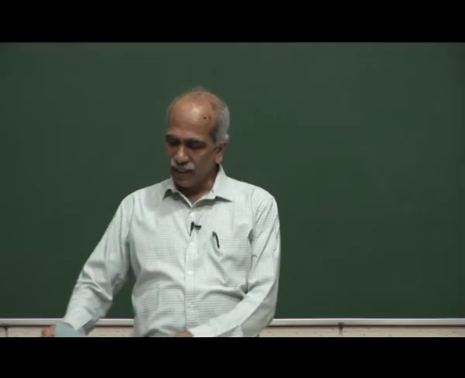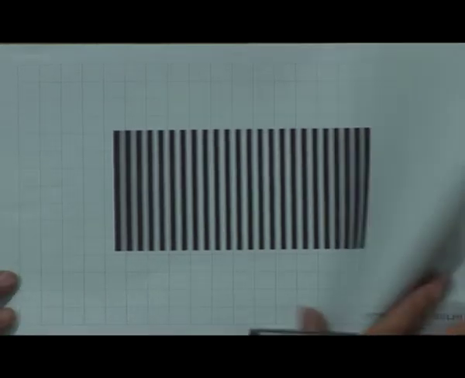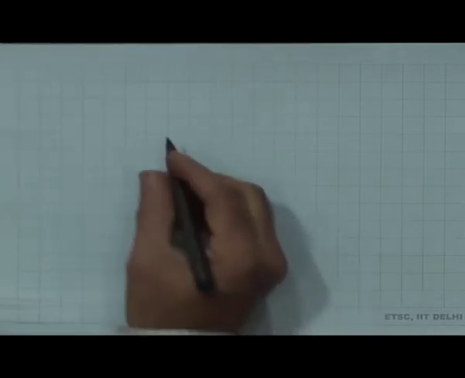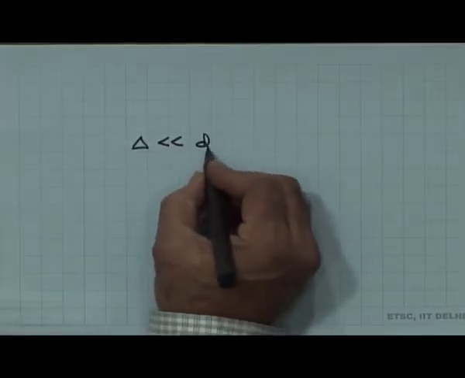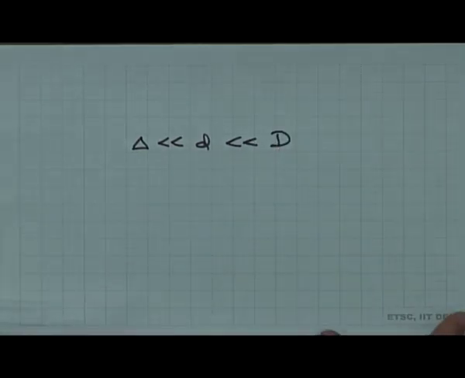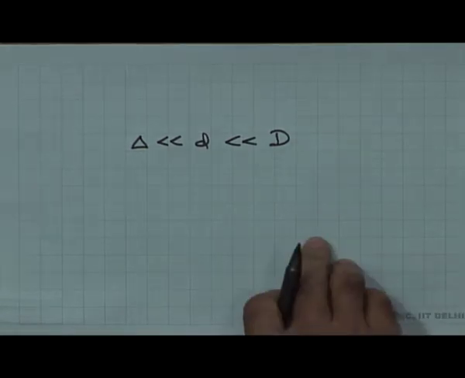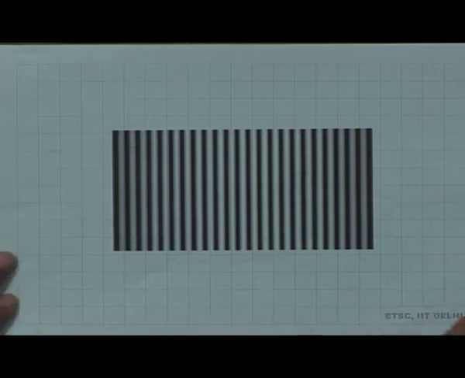We get linear fringes like this when the path difference delta is much smaller than d, which is much smaller than capital D. Under this assumption we have seen that we get linear fringes like this. Of course, this corresponds to two holes which are side by side, not up and down.